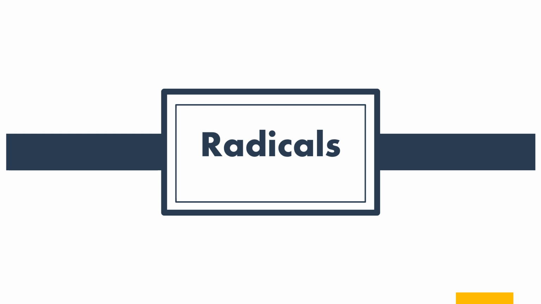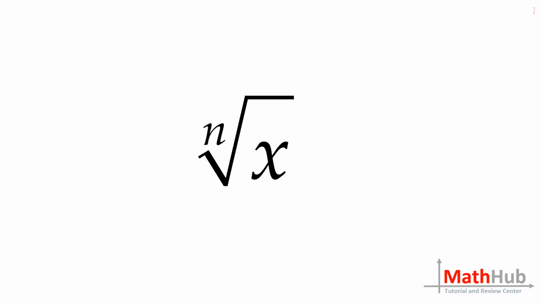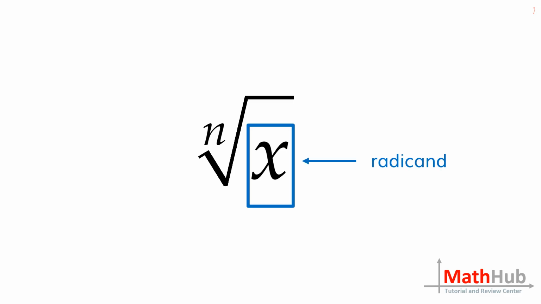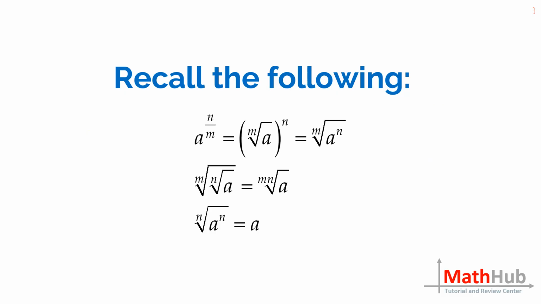Let us now take a look at radicals. Let us recall if you have the nth root of x, the thing inside your radical sign is called your radicand. This is your radical sign, and that small number over here is your index.